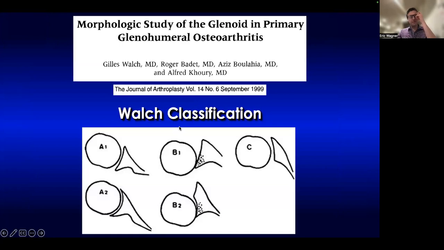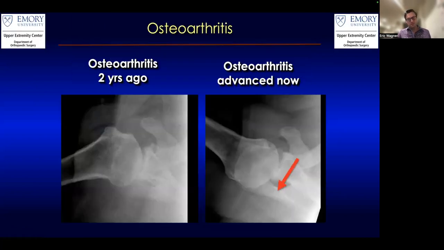There's this famous classification called the Walsh classification that Joe Walsh published, where it classifies the narrowing, but most commonly, it wears away posteriorly. And this is the B1, B2. There's actually a B3, where it wears away the whole B part of it, so it turns this half pseudoglenoid into a whole pseudoglenoid. And then you have dysplasia, which is type C, and that's a whole different sort of category. Though usually people are born with dysplasia.